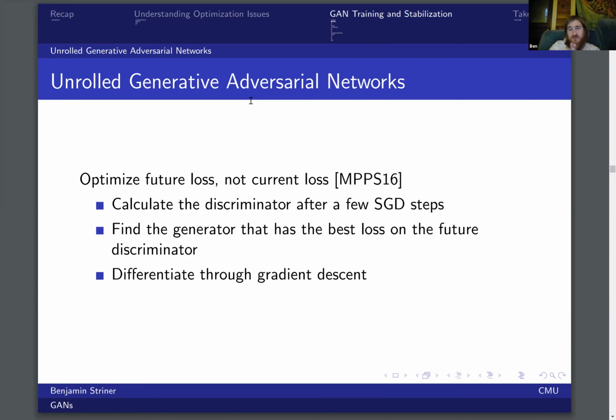So in math, though, how do we actually do that? The way we can do that is project out the gradient descent steps and optimize against that. So instead of optimizing against the current discriminator, you optimize against where the discriminator would be if it got a couple chances to update against you.